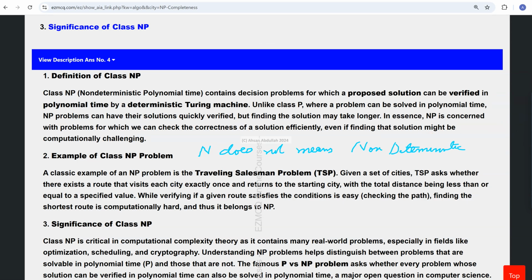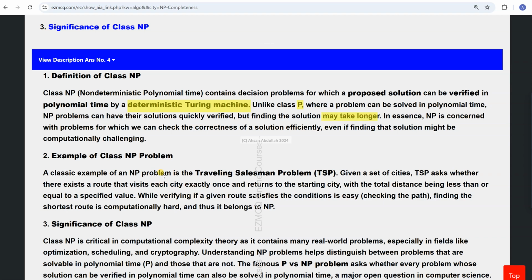So NP means that the algorithm takes polynomial time on a non-deterministic computer. A non-deterministic machine solves them, and they can be verified on a deterministic machine. They get verified on a deterministic Turing machine, as opposed to a P class which is solvable in polynomial time. NP problems can be verified, but finding the solution may take longer.